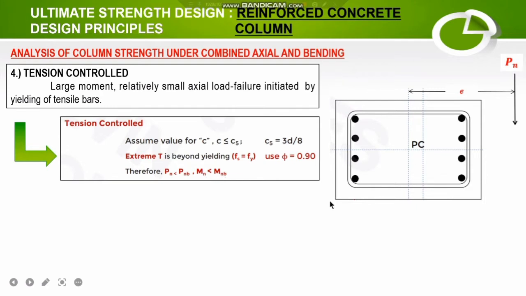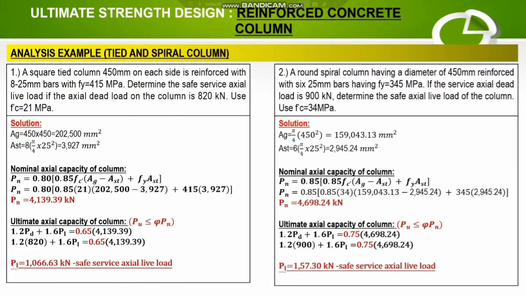So this is a diagram showing and describing the tension control, where Pn is situated at a distance of e from the plastic centroid of the column section. For this example of tied and spiral columns, let us try to solve number 1.